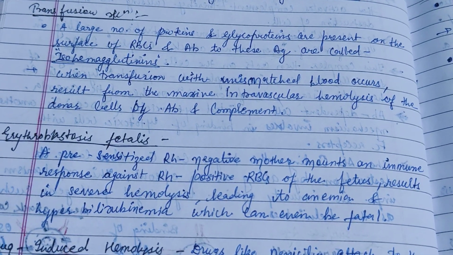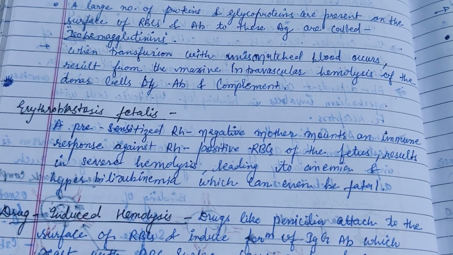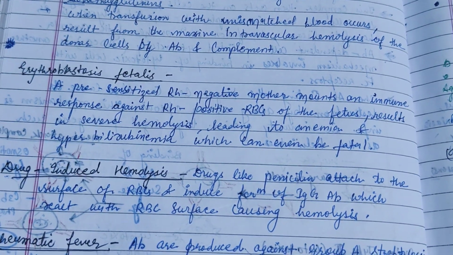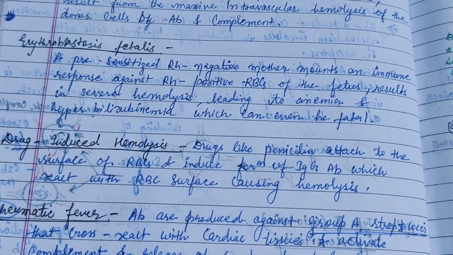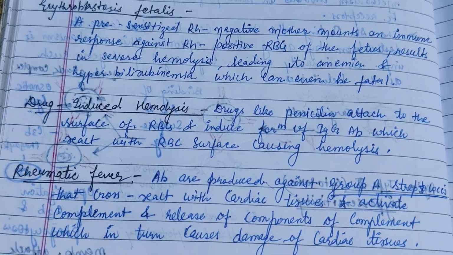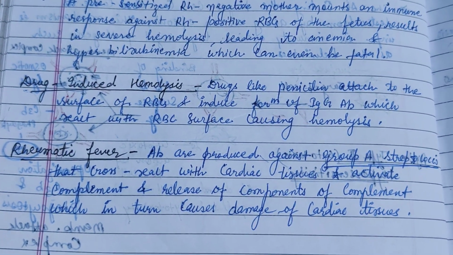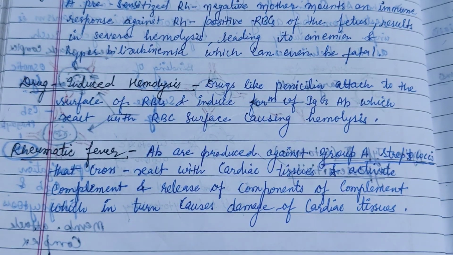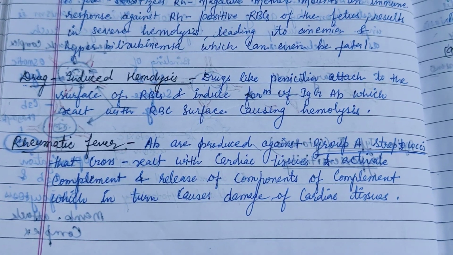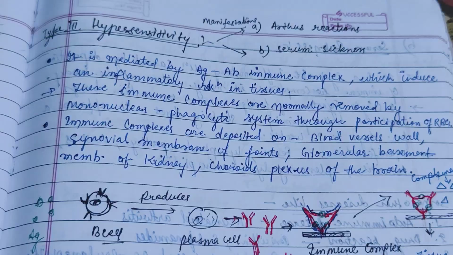In transfusion reaction, a large number of proteins and glycoproteins are present on the surface of the RBC, and the antibodies to these antigens are called isohemagglutinins. Erythroblastosis fetalis is when a pre-sensitized Rh-negative mother mounts an immune response against Rh-positive RBCs of the fetus, resulting in severe hemolysis, leading to anemia and hyperbilirubinemia, which can be fatal. Drug-induced hemolysis and rheumatic fever are examples of type 2 hypersensitivity.